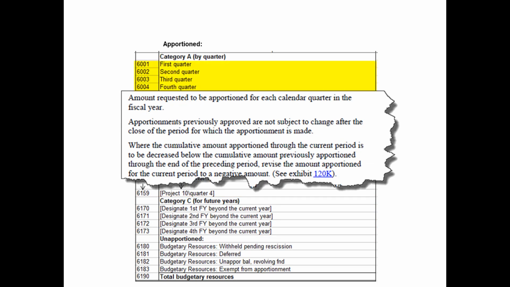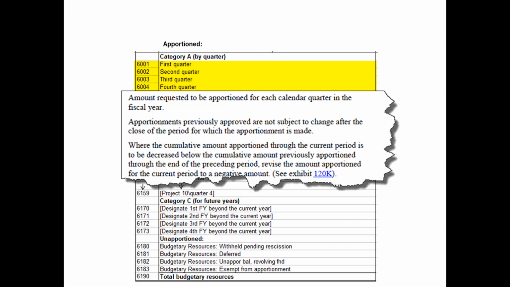Lines 6001 through 6004 comprise the Category A portion of the apportioned budgetary resources. These lines reflect amounts requested to be apportioned for each calendar quarter in the fiscal year. You may recall from Module 1 that OMB is charged with ensuring agencies do not run out of money. Category A is used to fulfill this responsibility. OMB allocates the funding by time for such things as salaries and expenses that need to last for a full year. Because of this, you'll usually see salaries and expenses funding apportioned in Category A.